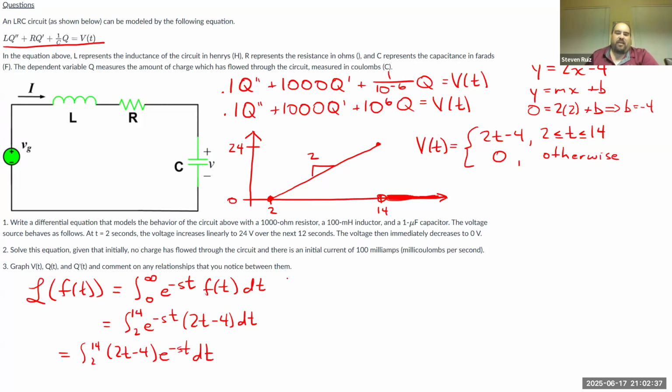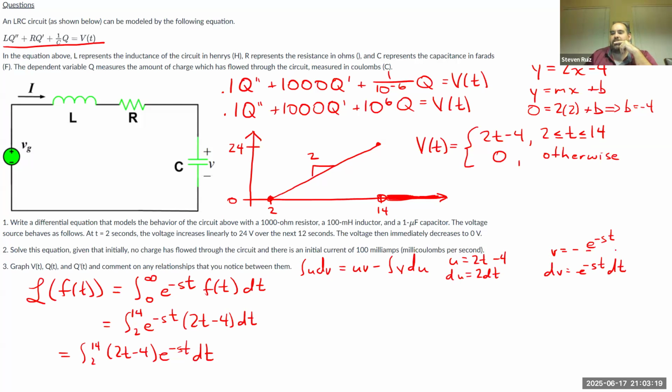I think we're going to need integration by parts for that, so let's set that up. The integral of u dv is equal to uv minus the integral of v du. I'm going to call u the linear part, so u is equal to 2t minus 4, which means du is going to be 2 dt. dv is going to be the rest of it, e to the negative st dt, which means v will be equal to negative e to the negative st over s.